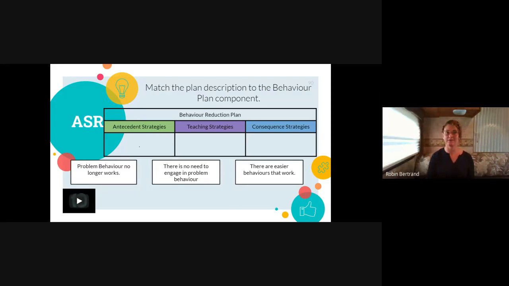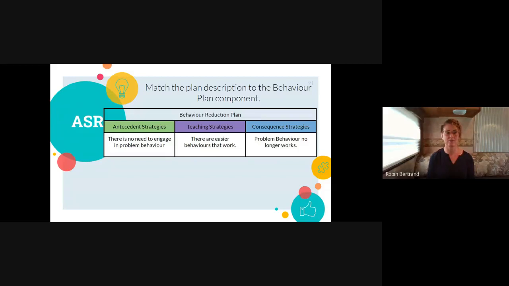So hopefully you remembered that antecedent strategies, the one that fits in the antecedent strategies section, is there is no need to engage in problem behavior, because antecedent strategies involve changing the environment. So there's no reason or no motivation to engage in the problem behavior. Teaching strategies involve learning new skills that are easier and work to access the same reinforcement as the problem behavior did. Consequence strategies involve making it so problem behavior no longer works by removing the link between problem behavior and reinforcement. And the technical term that we've been using to describe that is extinction. Super job, guys.